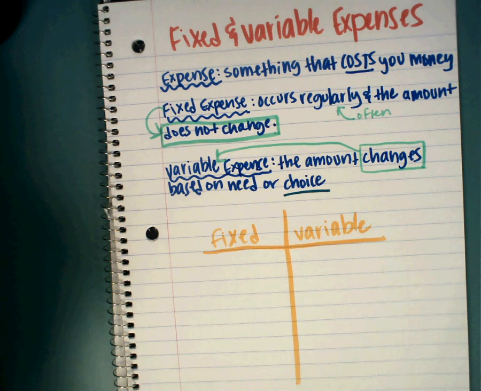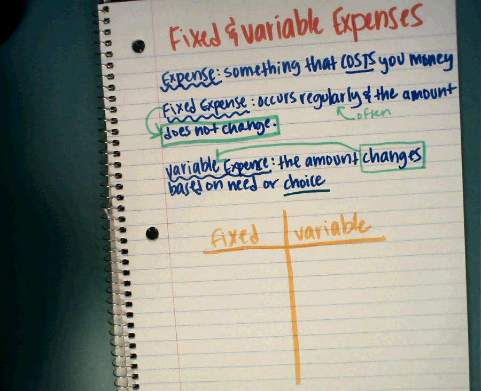Fixed expenses, my rent is the same amount every month. How much it charges me to live in my apartment, same every single month. I know exactly what to expect when it's time for me to pay my rent. It's not like one month it's $3,000 and the next month it's $100. It is the same amount every single month.